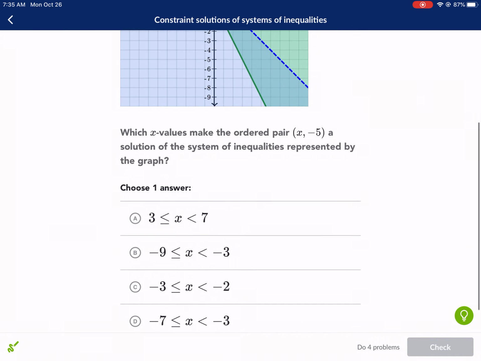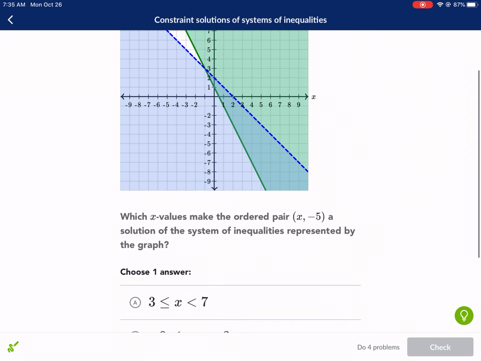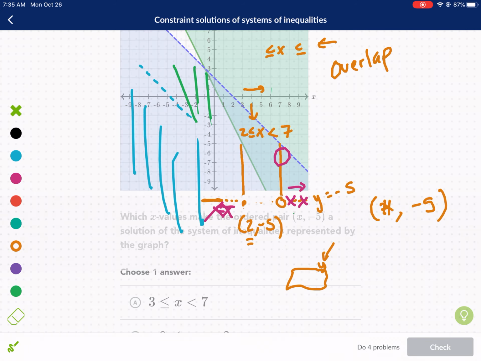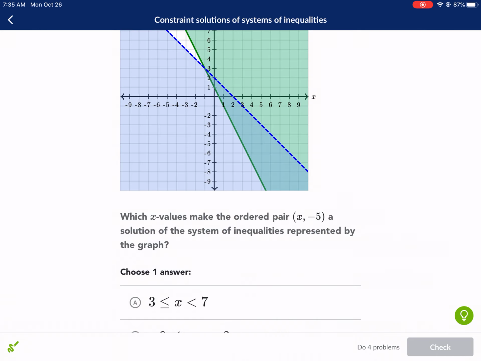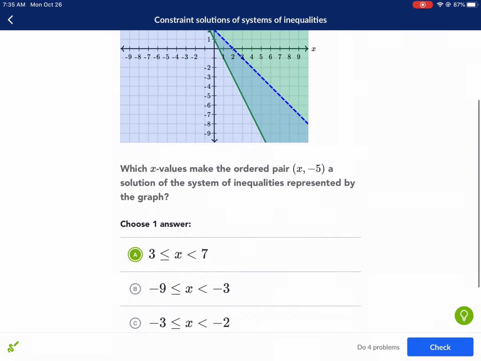Oh, that's not 2. This whole time I was thinking it was 2. It's 3. Why did no one say anything? Okay, so this is actually 3. I'm sorry. I wrote on it and couldn't even see. So we're looking at the values that are greater than or equal to 3, but also less than 7. So there we go. Those are the solutions.